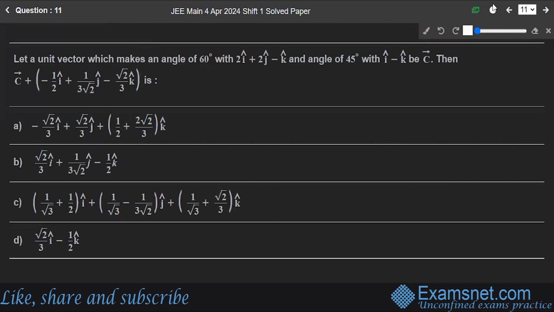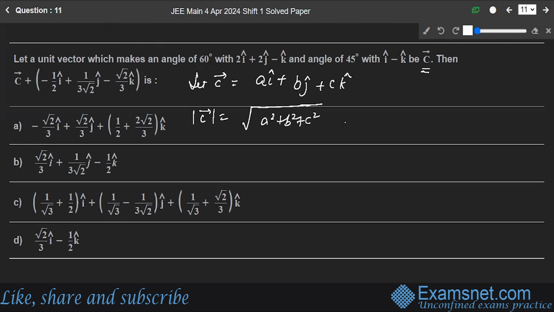Question number 11. Let a unit vector which makes an angle of 60 degrees with this vector and an angle of 45 degrees with this vector be C. Then the sum of that C vector plus this vector is equal to what? So first of all, let's assume that this C vector is equal to A i, B j and C k. Now, because this is a unit vector, the magnitude of this vector is equal to 1, which gives me A square plus B square plus C square is equal to 1. That's number 1. Now, you are given that it makes an angle of 60 degrees with this vector, and 45 degrees with this vector.